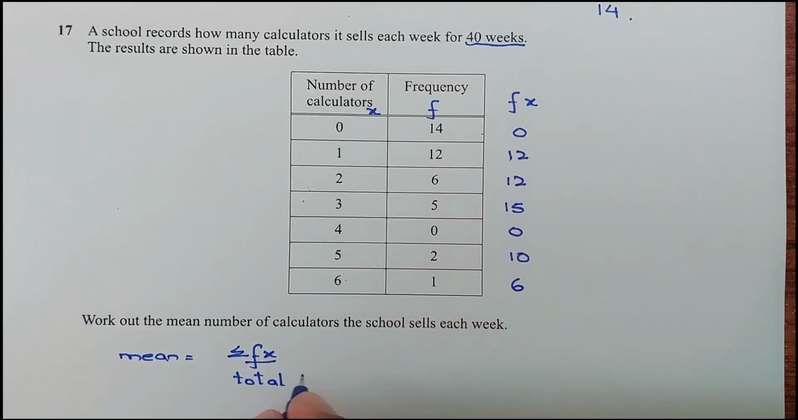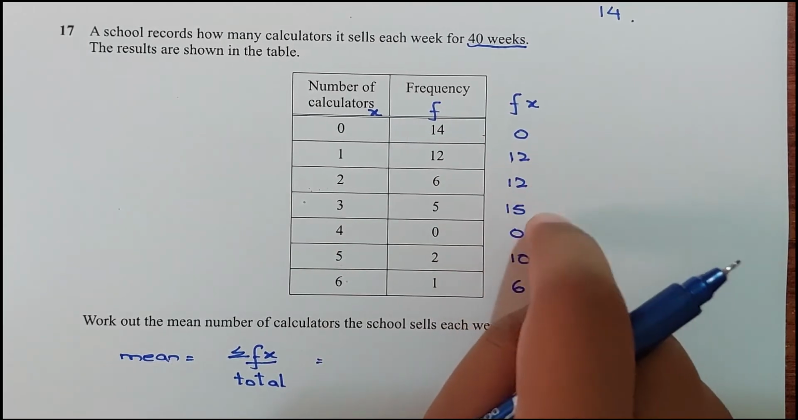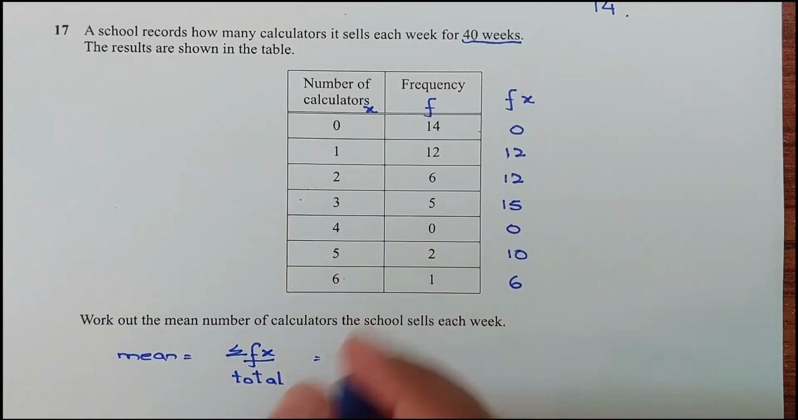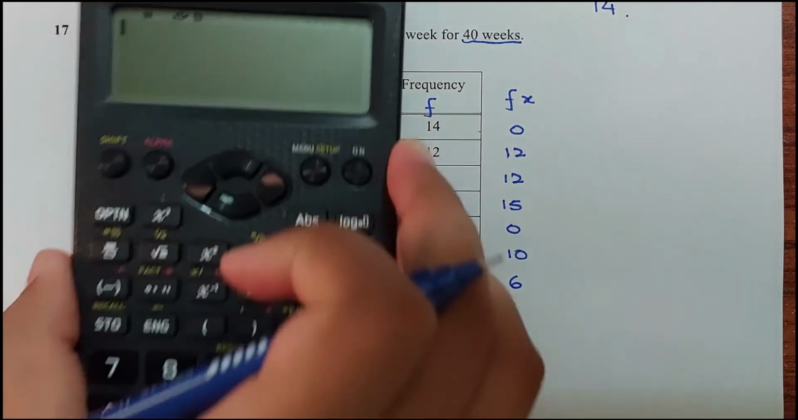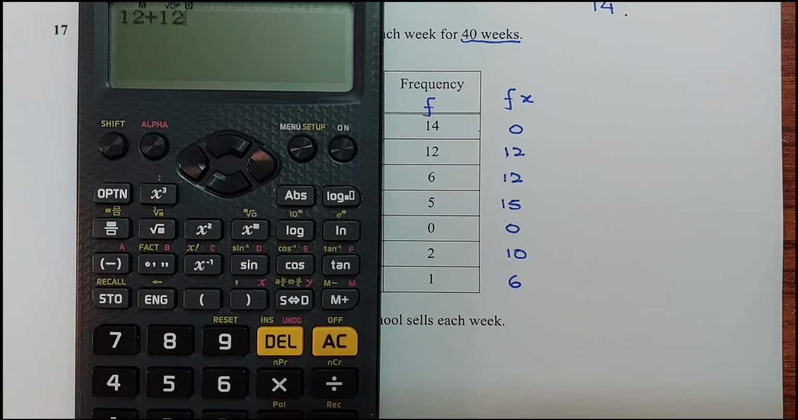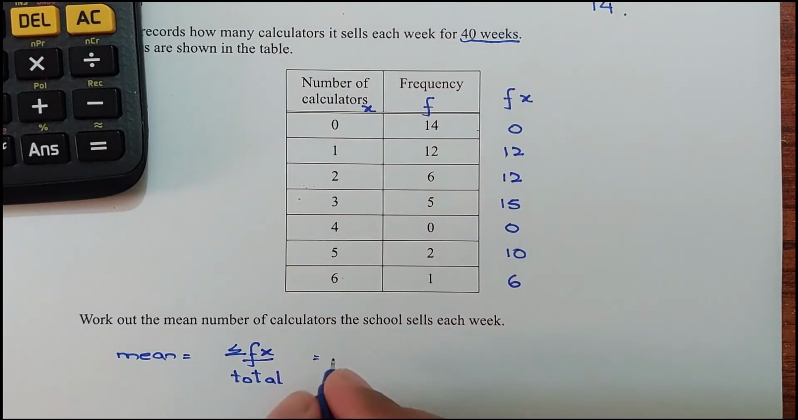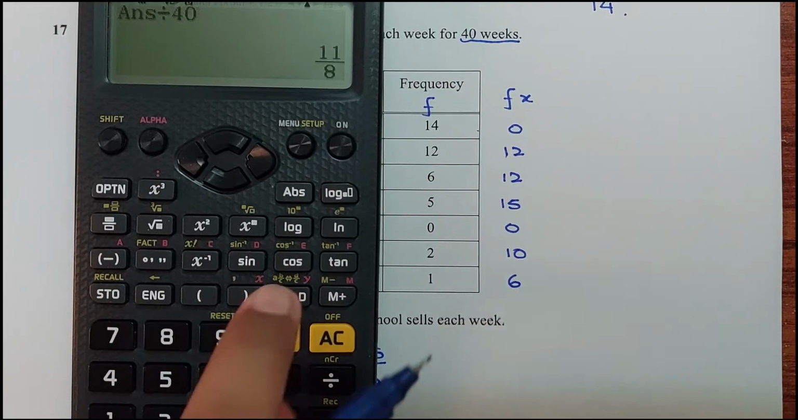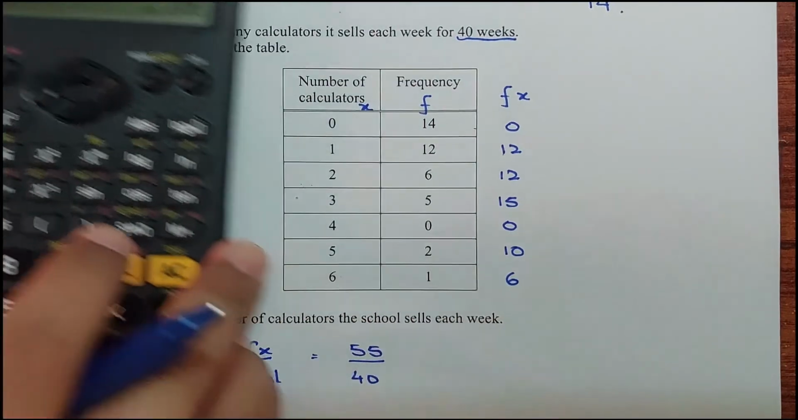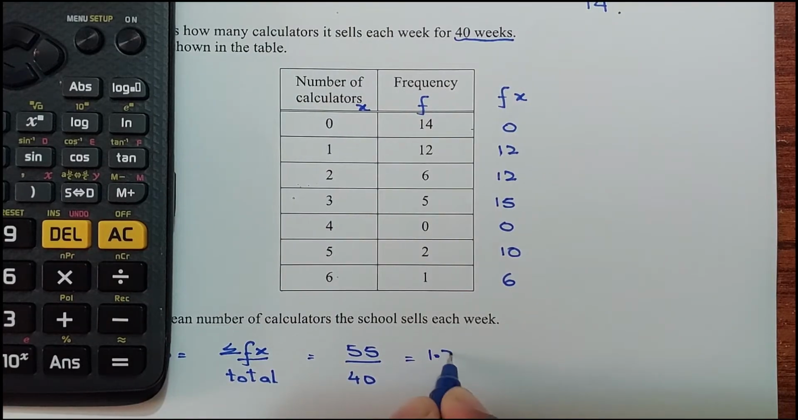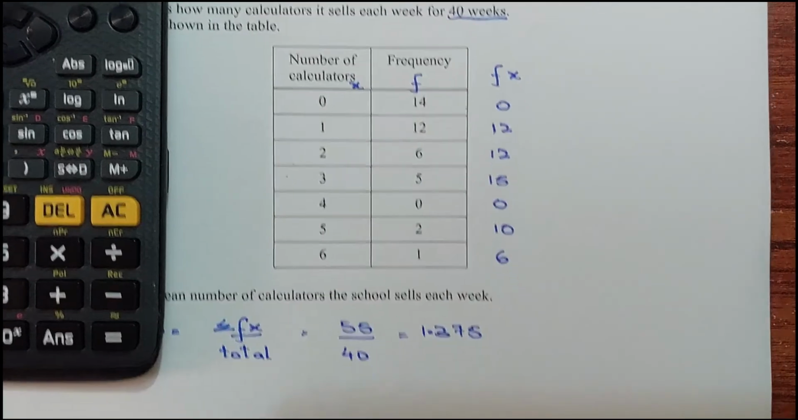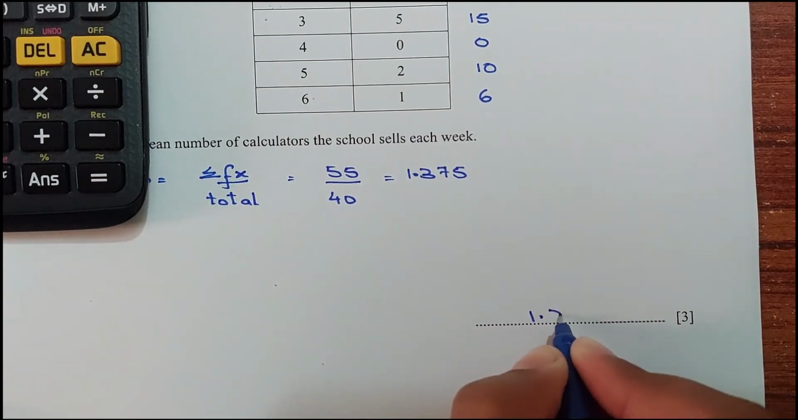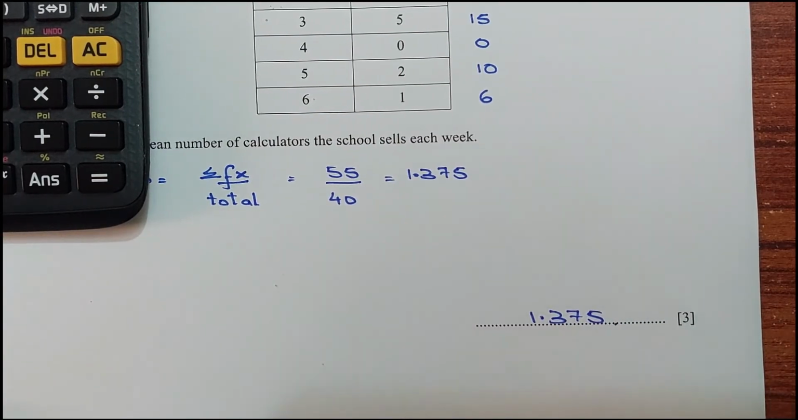Now let me add all of them, right? So 12 plus 12 plus 15 plus 10 plus 6, and then 0s, right? 12 plus 12 is 24 plus 15 plus 10 plus 6 is 55. 55 out of the total, which is 40. So 55 divided by 40 is 1.375. The mean is 1.375. All right.